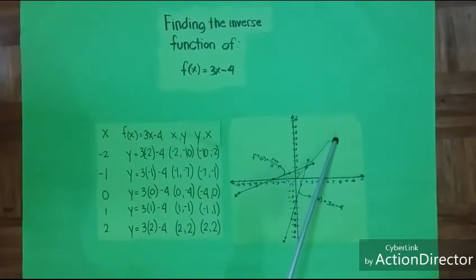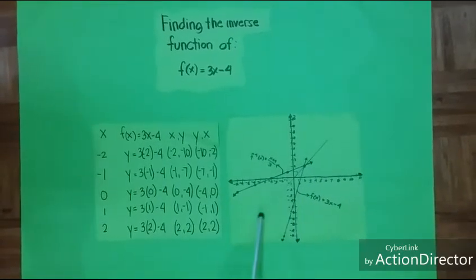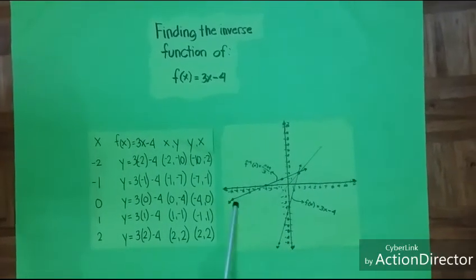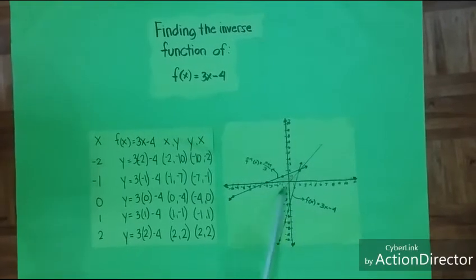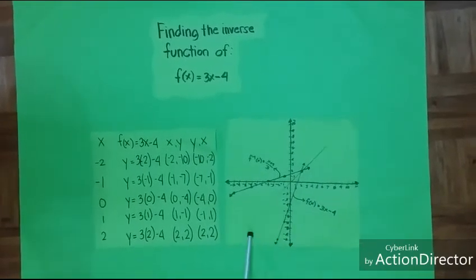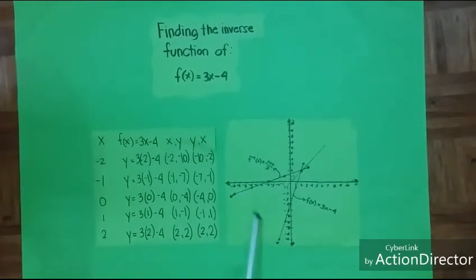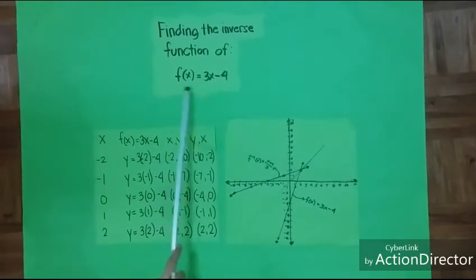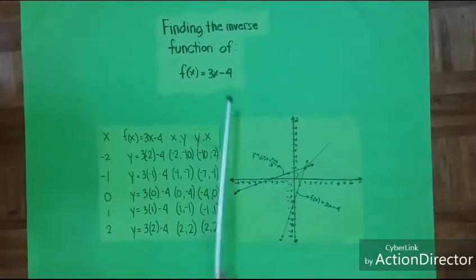So we make use of the axis of symmetry. As you can see, they are congruent. So this is the graph made using the inverse and the function f of x is equal to 3x minus 4.